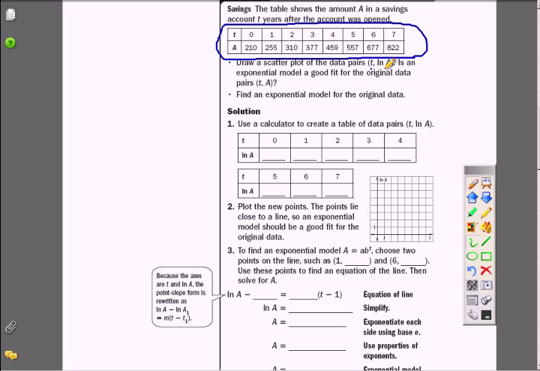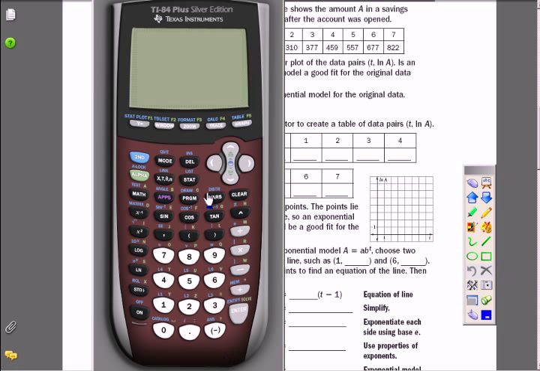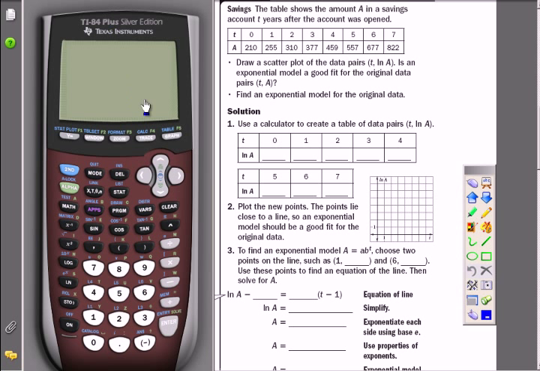T is your X number and A is your Y number, or the natural log of A would be your Y number. Is an exponential model a good fit for the original data T, A? Find the exponential model. So first of all, we're going to use our calculator to create a table of data points. So we need to go grab our calculator real quick and follow along on these steps. This is going to take a little bit of time, but you just follow along. So we're going to put these data points into our calculator.